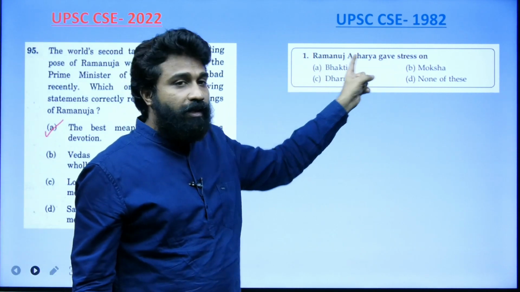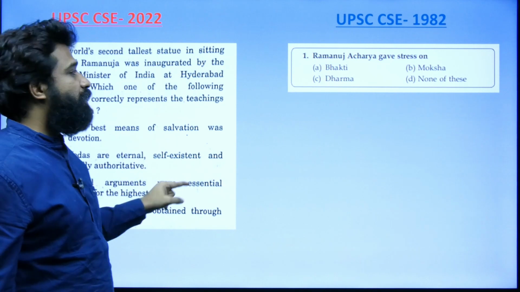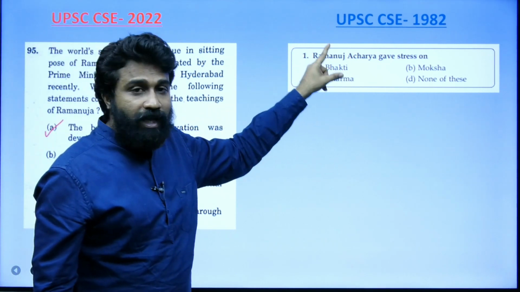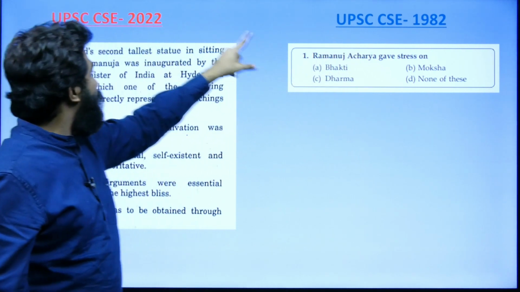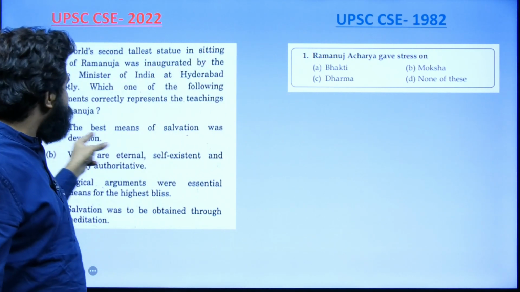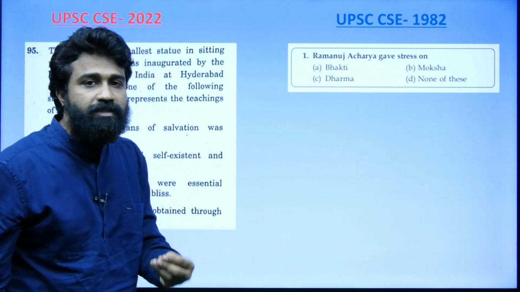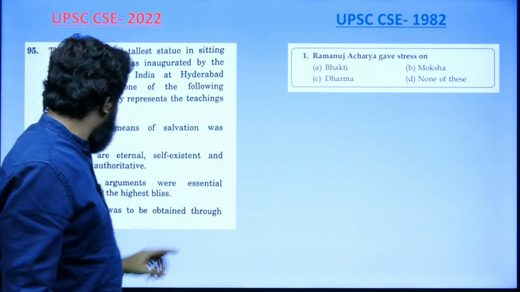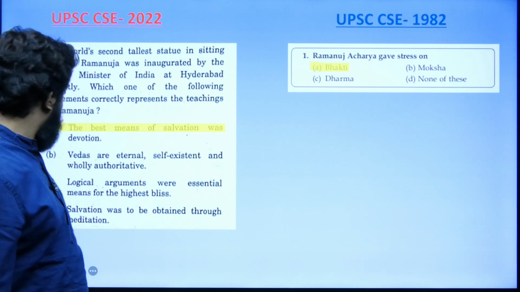Here Ramanujacharya gave stress on devotion, that is bhakti, and the same thing is asked by using lengthier statements here. This was a 1982 question, and in 2022, after 40 years, the same theme is repeated here. Intense devotion, that means the best means of salvation is intense devotion towards God. This question was asked in 1982 and reflected again in the 2022 preliminary examination.